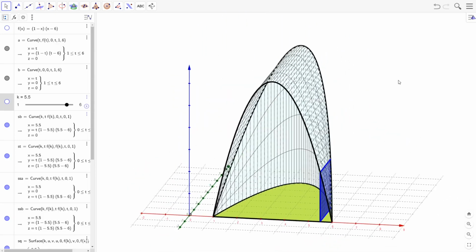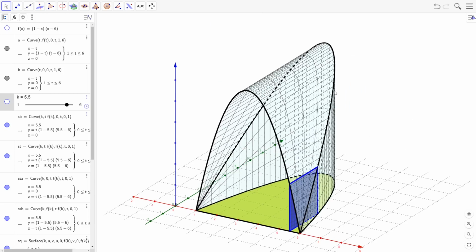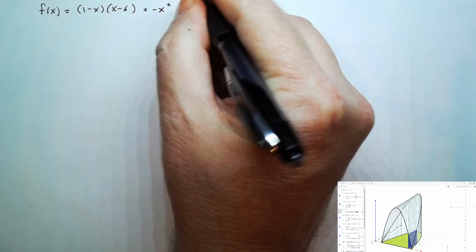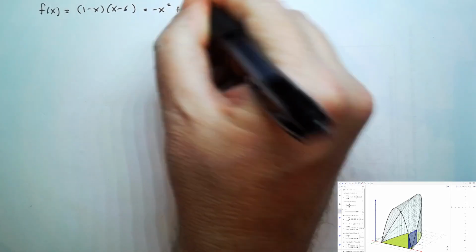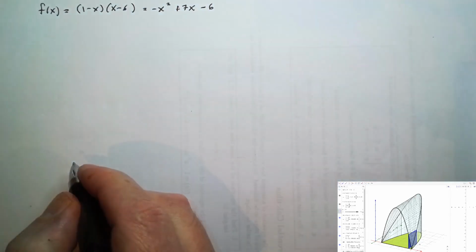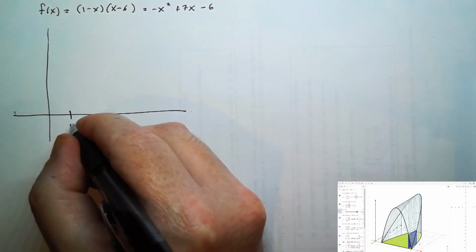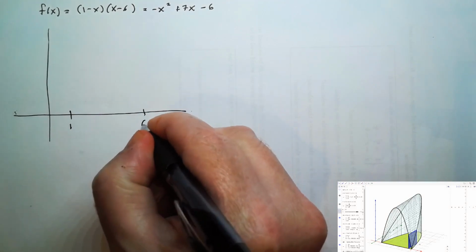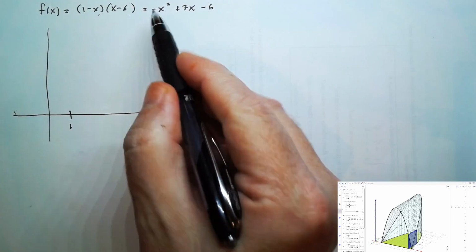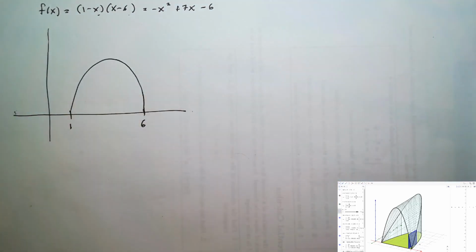It turns out that we can compute the volume of this object without actually knowing what it looks like. All we need to know is what the base looks like and what one of these slices looks like. Here's our function, f of x equals 1 minus x times the quantity x minus 6, which we can also write as negative x squared plus 7x minus 6. If we didn't already have a graph of this parabola, we know that it must pass through the point where x equals 1 on the x-axis and where x equals 6 on the x-axis. We know that it must point down, so it must look something like this. This region is the base of our three-dimensional solid.